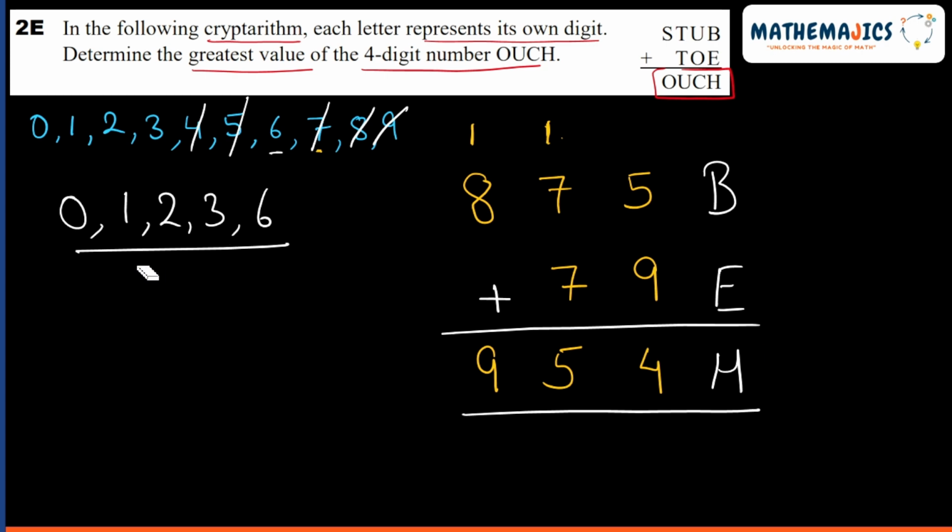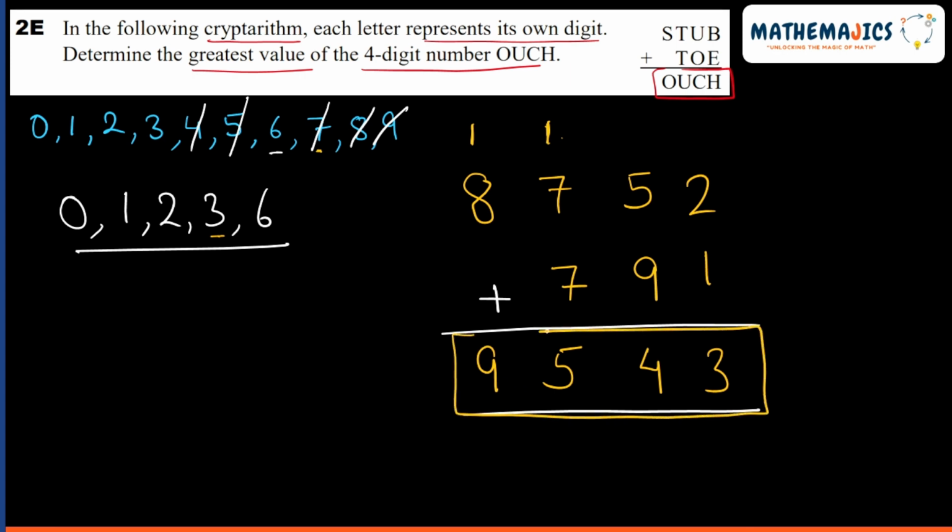So what is the largest possible number after 6 that we can use instead of H? That is 3. Let's try. If I put H as 3, is it possible? Yes, it is possible. 2 plus 1 gives us 3. Now you can interchange 1 and 2. It doesn't matter that much. Let's erase these letters and write the proper numbers. So anyone can be 2 or anyone can be 1. It does not matter. The answer will still remain the same. So this is the largest possible 4-digit number that we can get.